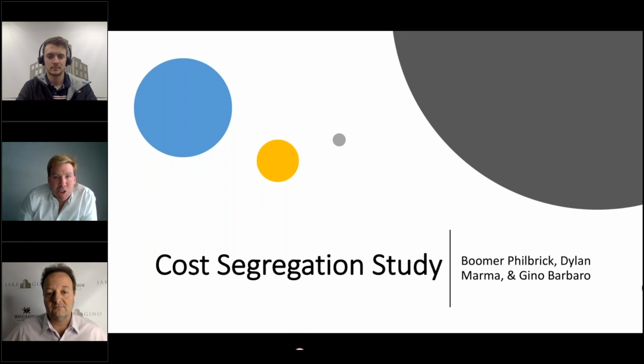All right, I appreciate you guys giving me the time. Right now, your building and everything inside of it is depreciated as one single line item over 27 and a half years. What an engineered cost segregation study does is break your building down into 50 or 60 different components and place those components into their correct shorter class lives.